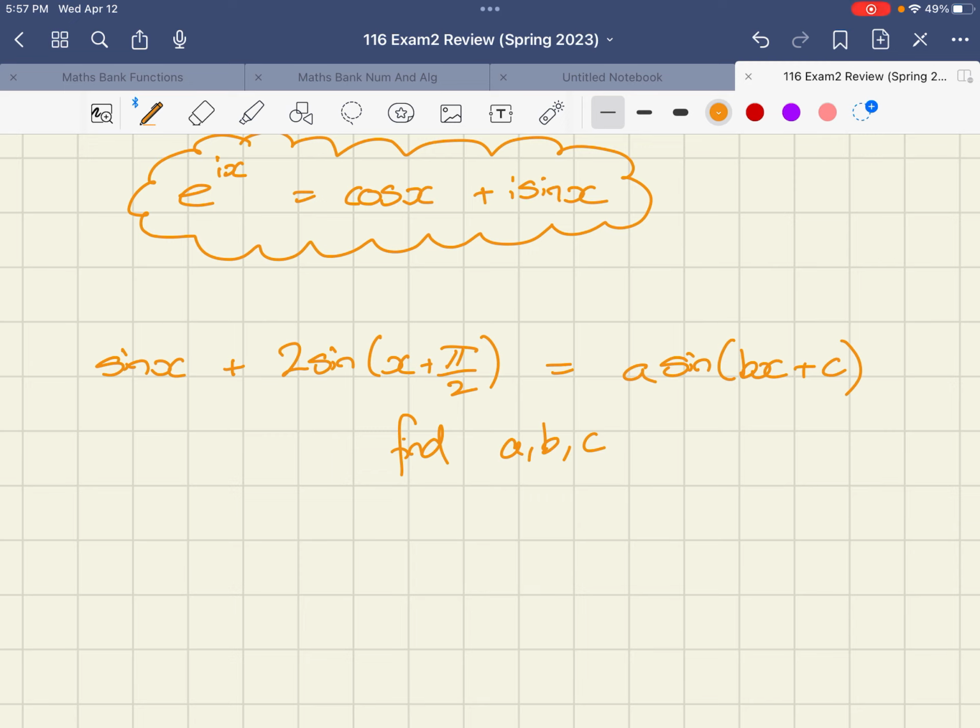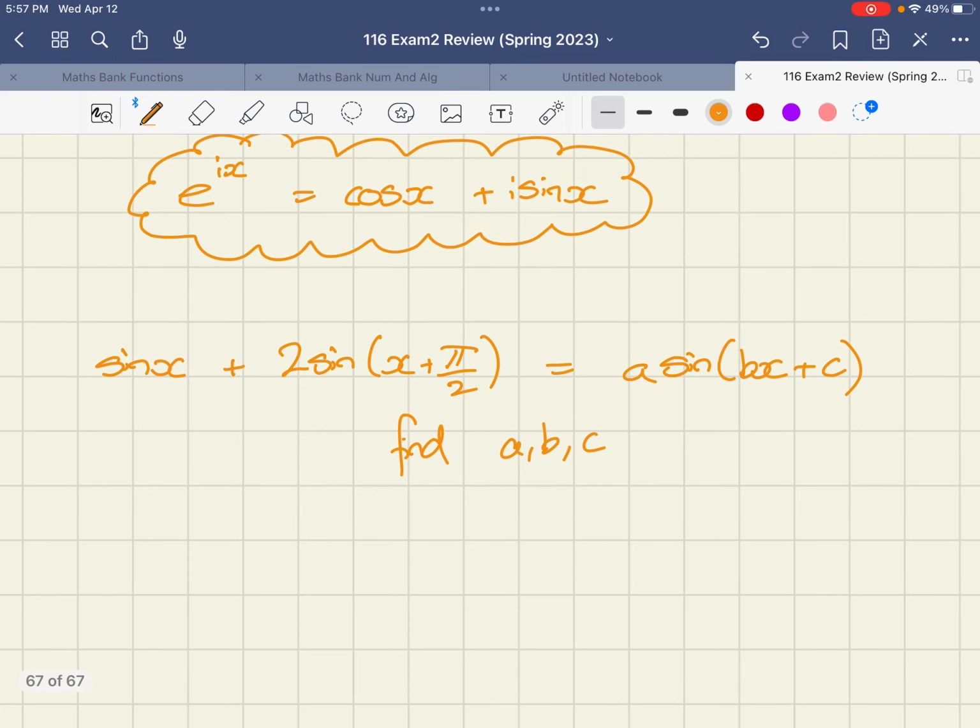The last part of complex numbers, and frankly probably the hardest part of complex numbers, is adding two periodic functions together to get a third periodic function. So you can see that I'm going to add sine x and 2 sine x plus pi by 2 and get another trig equation together. And it's not as simple as just looking at the numbers and getting that, for example. It doesn't work quite like that. The easiest way to do it is to convert it into complex numbers and then take it back out again.